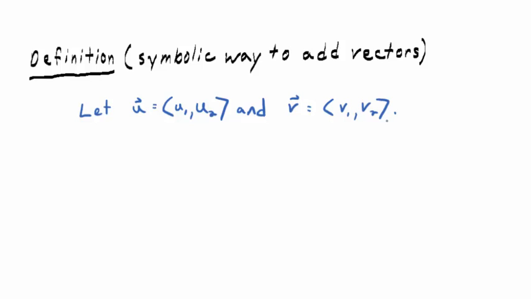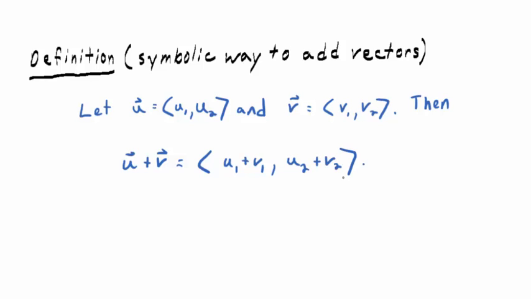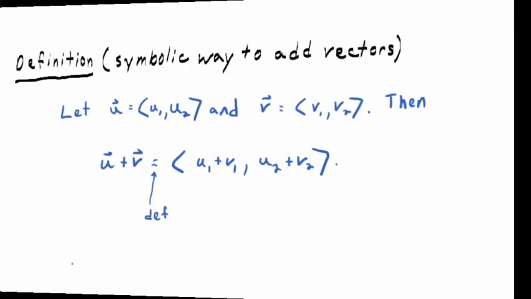Then you guys tell me, what's u plus v? Yeah, then u plus v, this is the symbolic definition, you guys. So you said u1 plus v1 for the first component, right? u1 plus v1, comma, u2 plus v2. So that's the symbolic way of saying what we just observed, actually. Okay, so that's a definition right there, isn't it? That's the definition of addition of two vectors, component-wise, right?